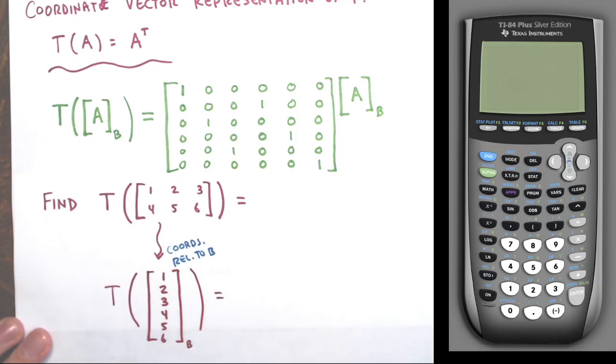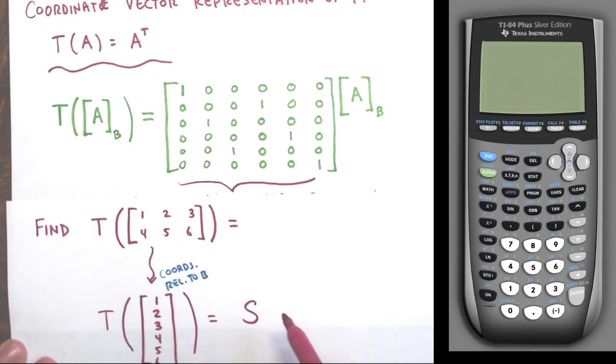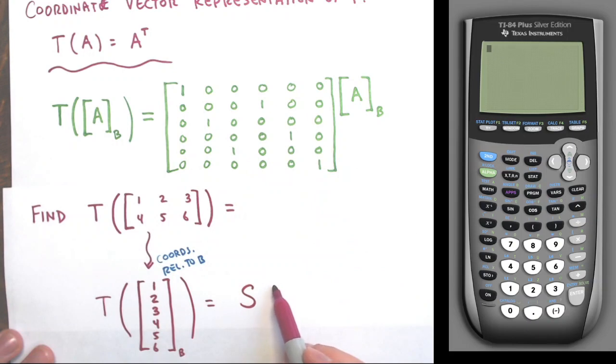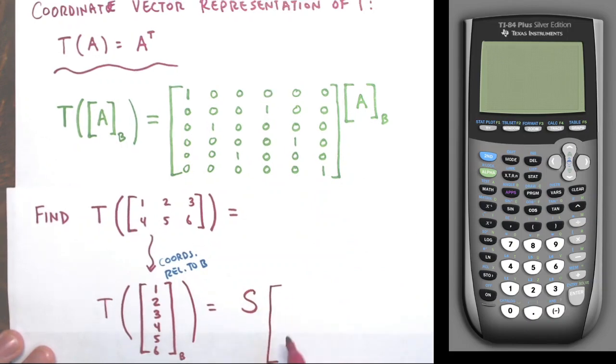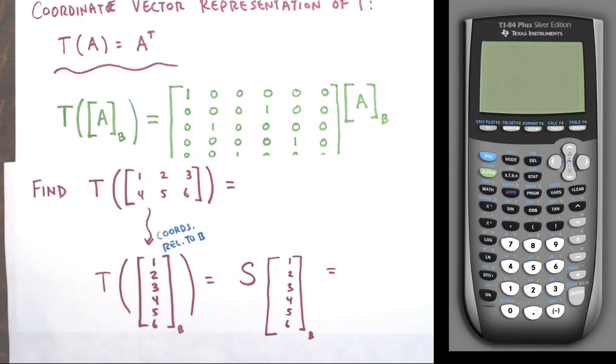When I plug in this, it'll give me something equal to our standard matrix S, this 6 by 6 behemoth up here, multiplied by this coordinate vector, 1, 2, 3, 4, 5, 6. And this will give me a new coordinate vector. Let's see what that is.